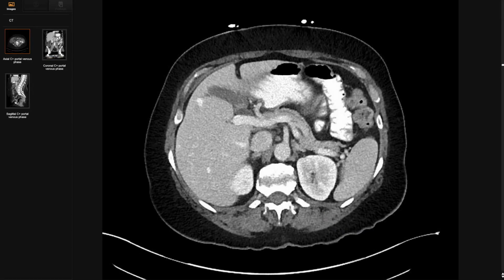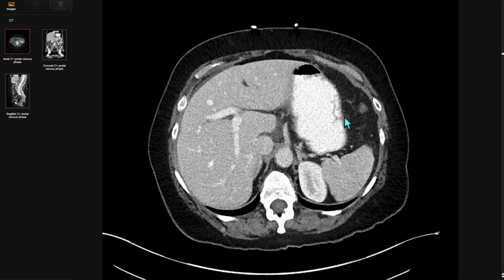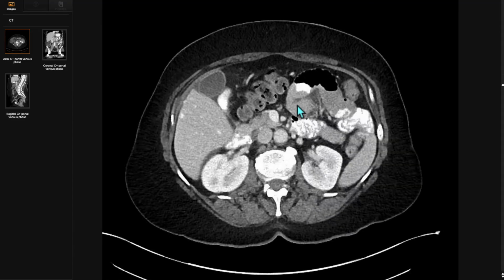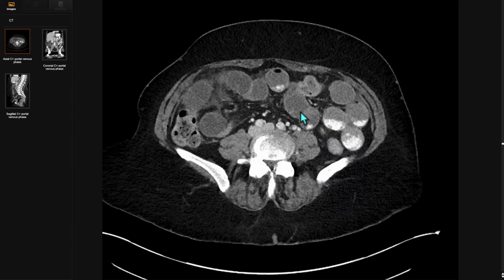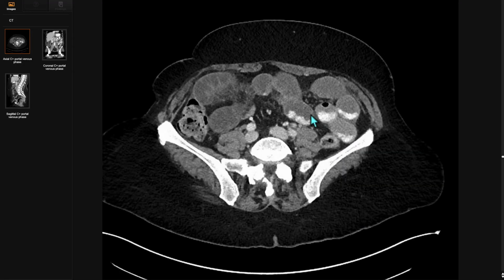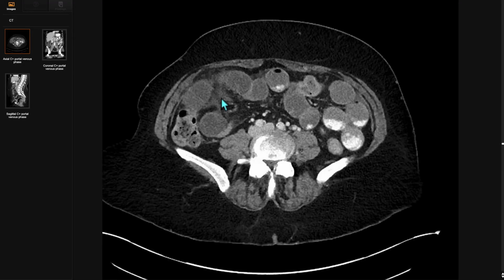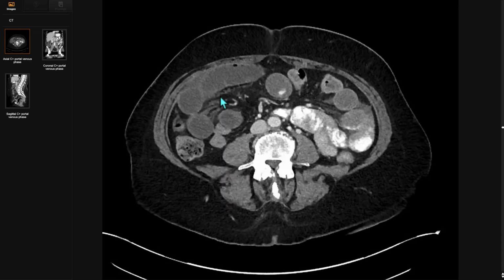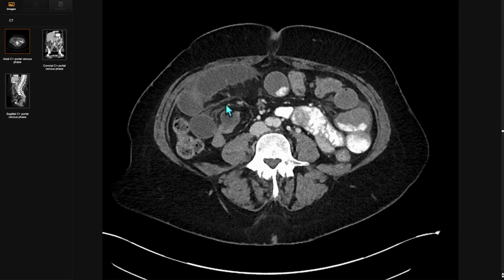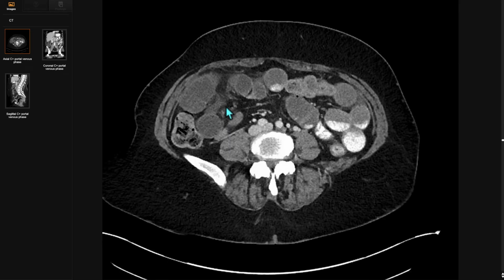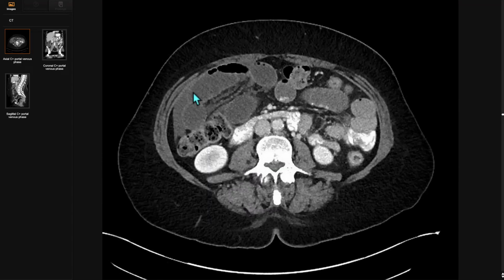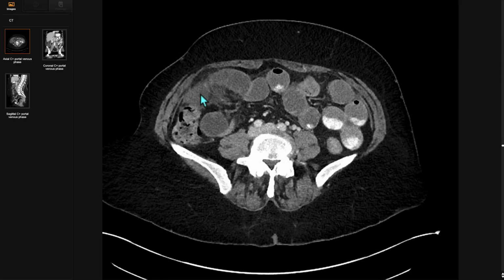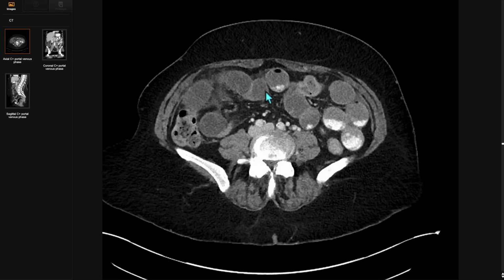Our first case of closed-loop small bowel obstruction has oral contrast on board within relatively decompressed proximal small bowel loops. However, as we scroll into the lower abdomen, we see that oral contrast dissolving and also some loops of small bowel which do not contain oral contrast. This cluster of small bowel in the right abdomen appears to have asymmetric mesenteric edema here and also some surrounding fluid. Let's see if we can characterize this loop a little bit better.